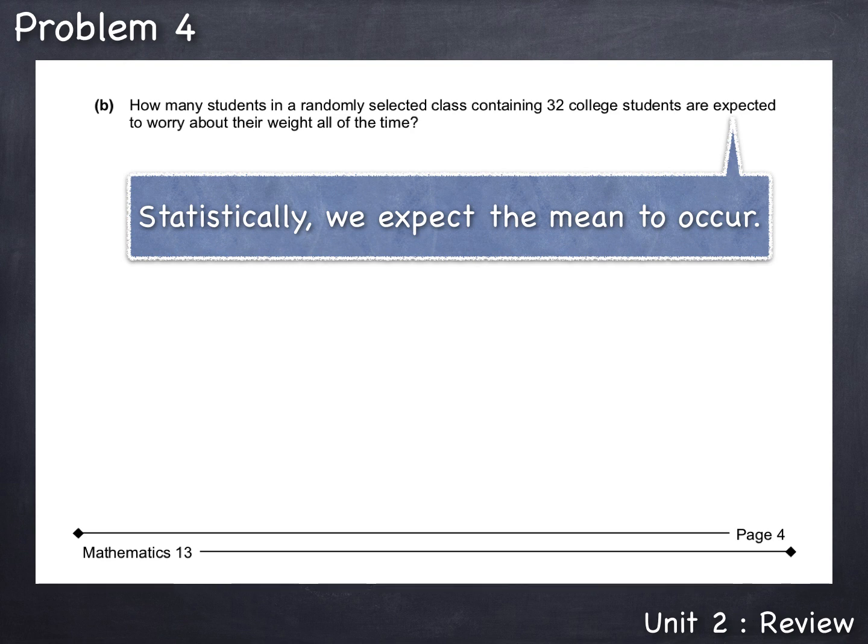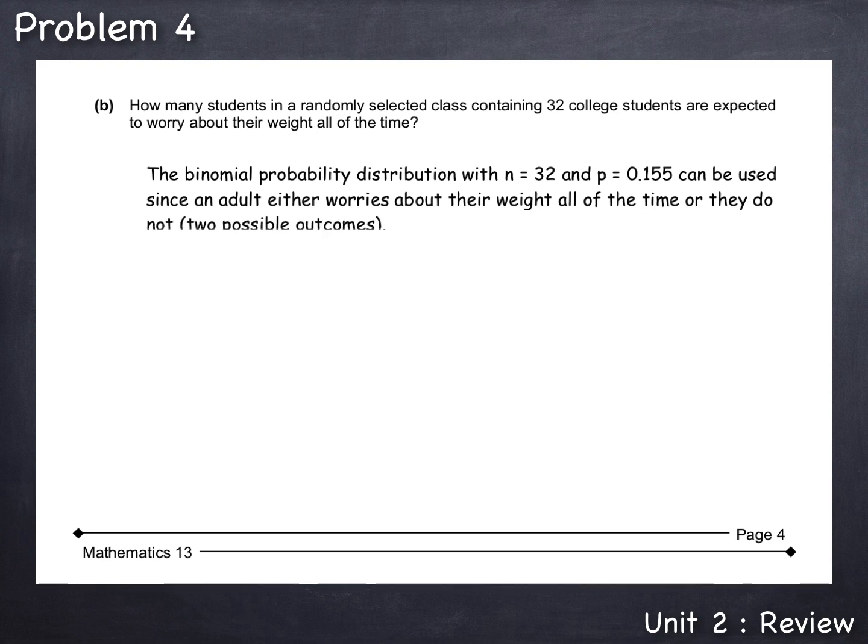Now instead of using the onevarstat command to calculate the mean, we can take note that this is a binomial probability problem. And we know that for a binomial probability distribution, the expected value, or mean, mu x, is equal to n times p. So we could just take n, the total sample size of 32, multiply it by p, the probability of 0.155. We press enter, we get 4.96. So therefore we can expect about 4.96 of these 32 students to worry about their weight all the time.